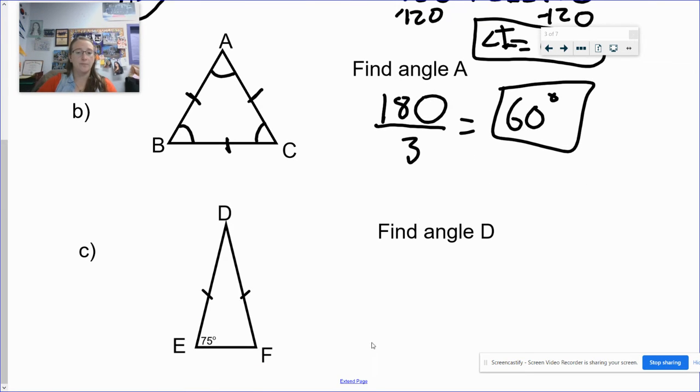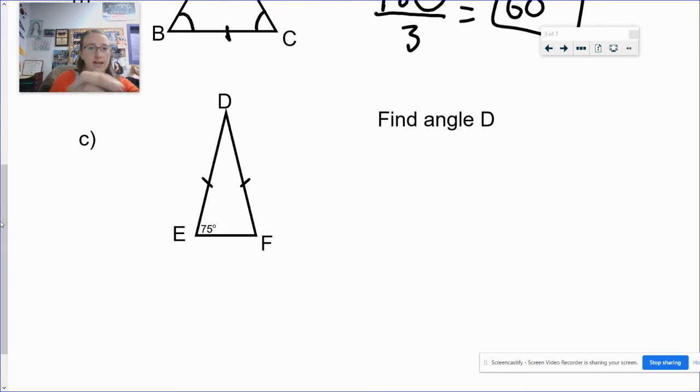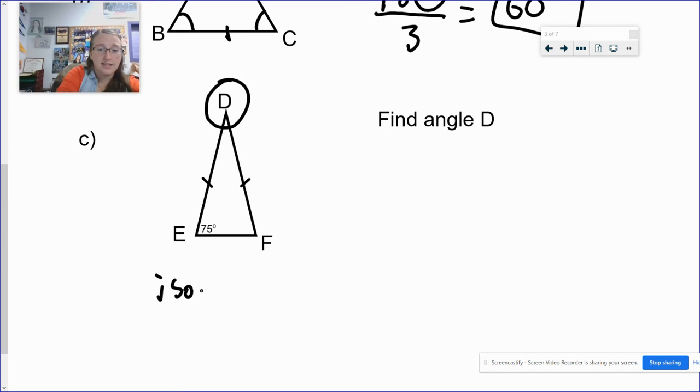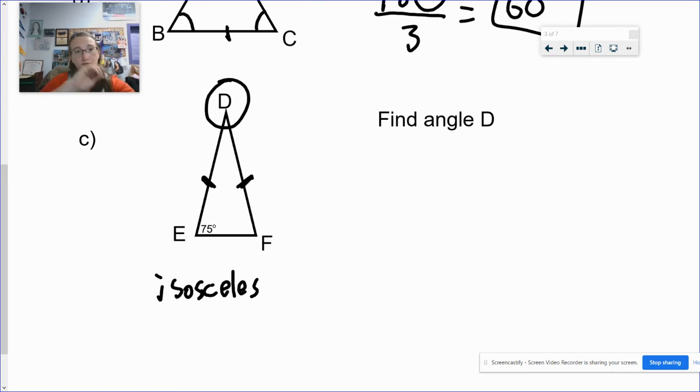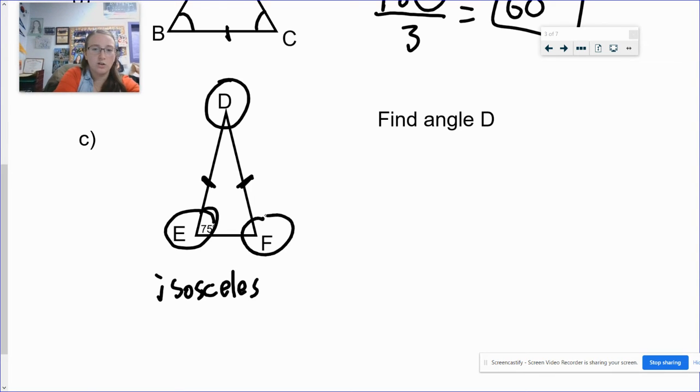Okay, let's try this last one now. Find angle D. So here's angle D. So this is what I was just talking about on the last slide. This is what type of triangle by its sides? Isosceles. And isosceles triangles have two sides congruent, guaranteed to have two angles congruent as well. And here's the angles that will be congruent. It's going to be the feet. We call them the base angles. So if here's my congruent sides, these are congruent angles.